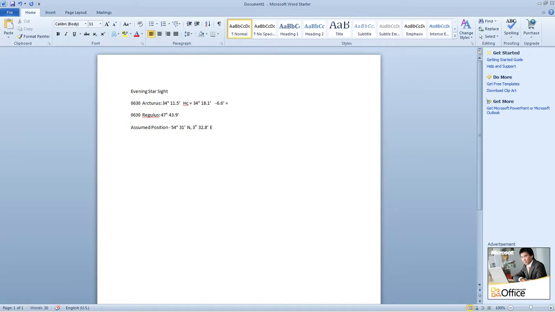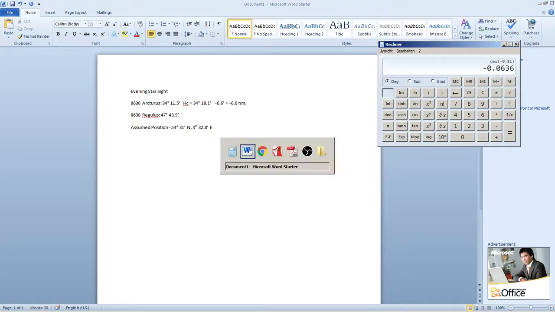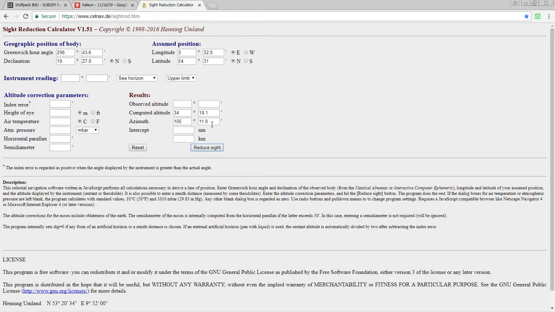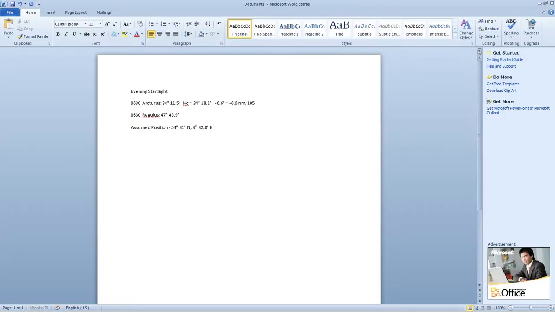That actually equals minus 6.6 nautical miles, because on a nautical chart, 1 minute of latitude equals one nautical mile. They keep it simple, okay? So our offset is minus 6.6 nautical miles, and the azimuth is 105 degrees. So we need to know that too. So 105 degrees, okay? So that's that.